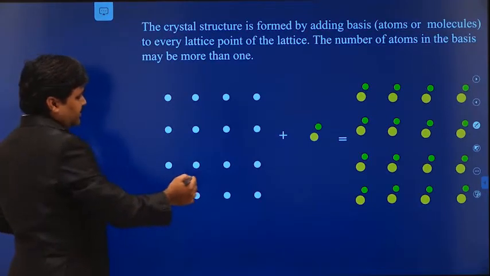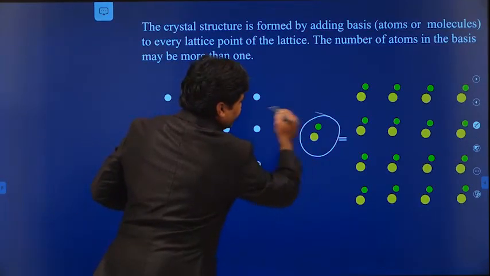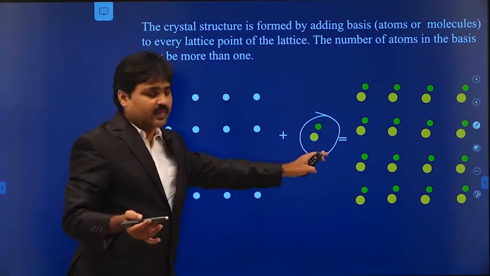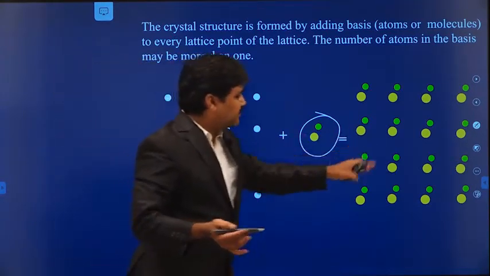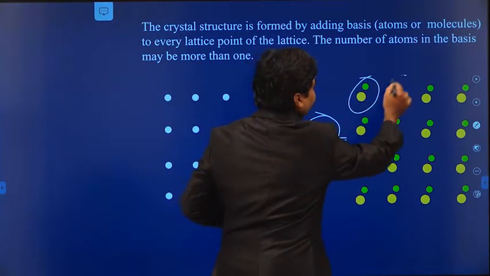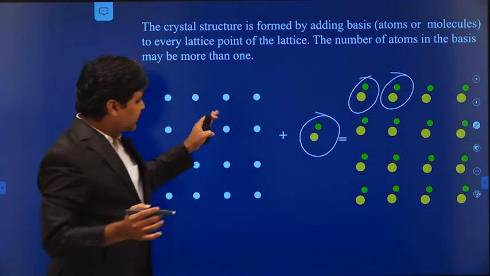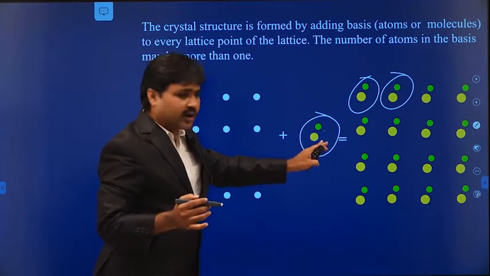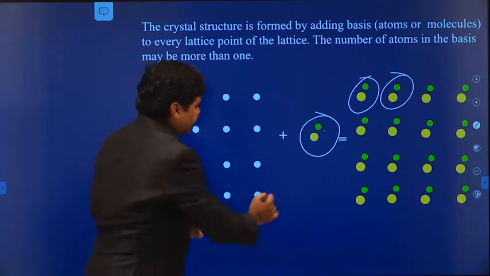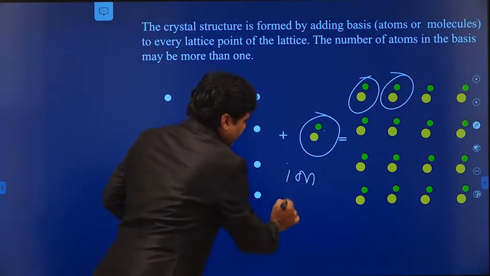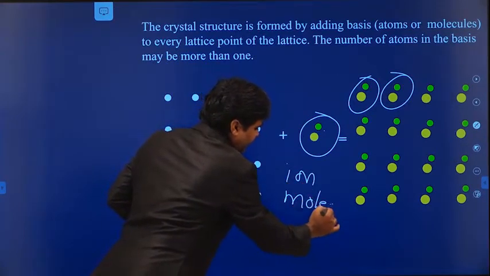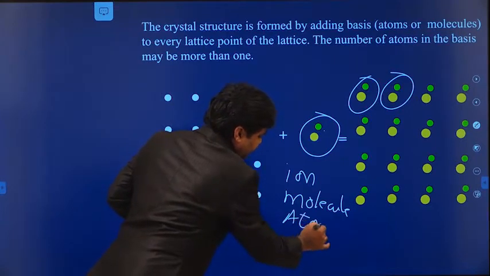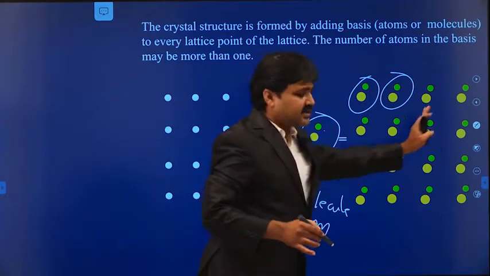This basis need not contain only one atom. It can be a molecule, or it can contain two atoms also. But the orientation should be the same, because all the atoms should be oriented in the same direction. These are the lattice points. The basis can be two atoms or three atoms. It can be an ion, a molecule, or an atom, and all are oriented in the same direction.